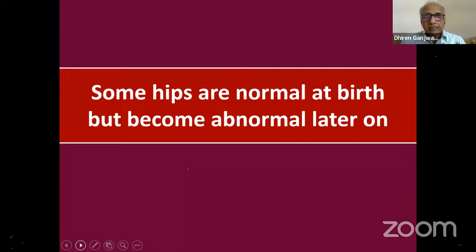The reason for this change in terminology, why it's called developmental, is that it was observed that some hips are normal at birth. The neonatologist, the pediatrician, examined the child and the hip was normal. But still later on, it was identified that this hip has a problem. So we changed from congenital to developmental. There are a lot of other medico-legal issues with that, but fine. The important reason is that many hips are normal at birth, but later on they become abnormal. The question is why?